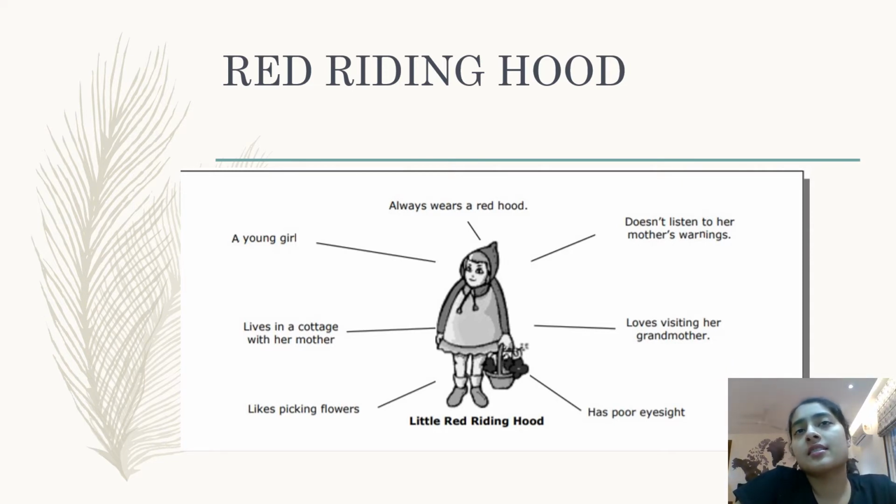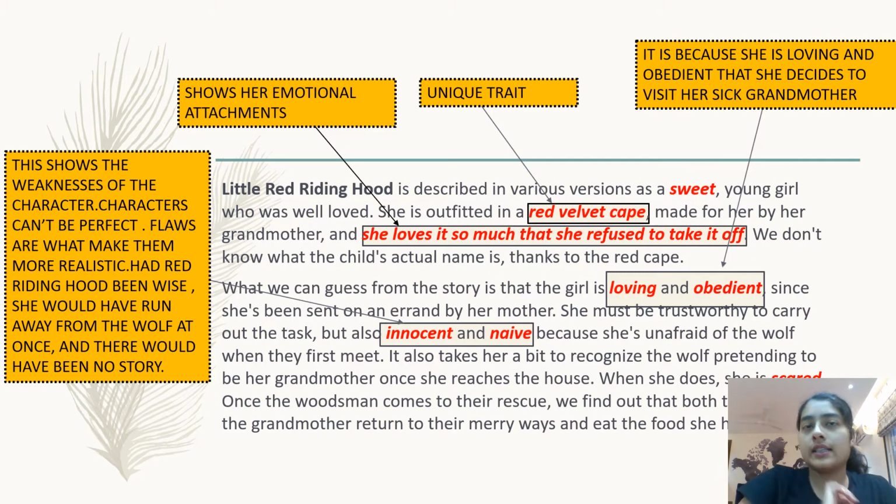Like she has a red hood, and she loves visiting her grandmother. She likes picking flowers, and she's a young girl. She lives in a cottage with her mother. These are all points which make the character more human and relatable. Okay, let's analyze her character a little bit more in depth.